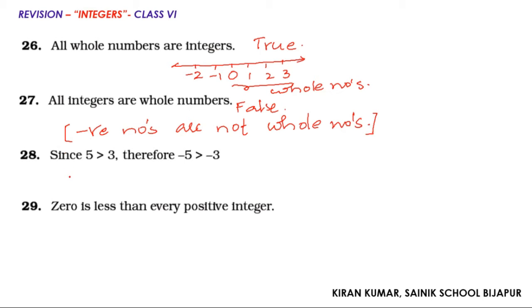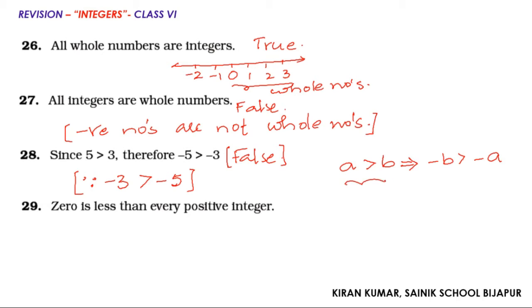Twenty-eighth statement: Since 5 is greater than 3, therefore minus 5 is greater than minus 3. This statement is false. Whenever we take negatives, it becomes the reverse. Negative 3 will be larger than negative 5. It is true for any two numbers. When a number A is greater than B, we have negative B greater than negative A. You must remember this.